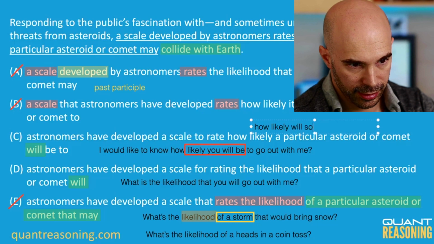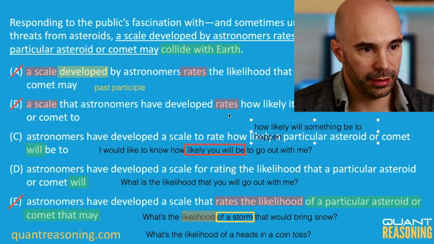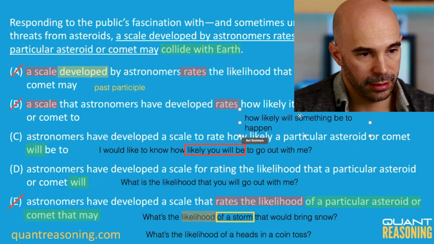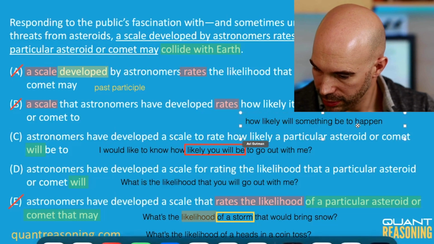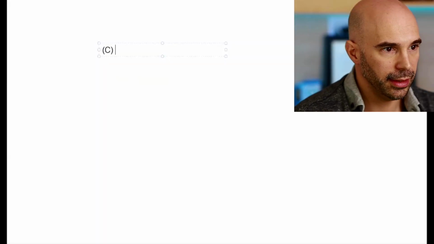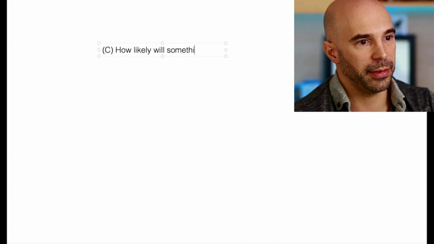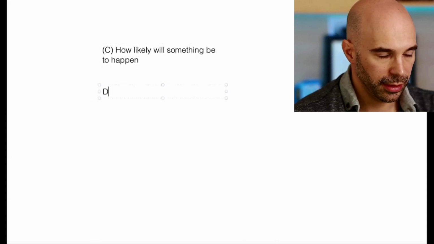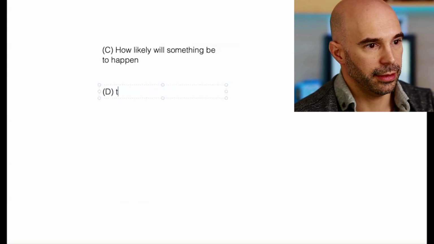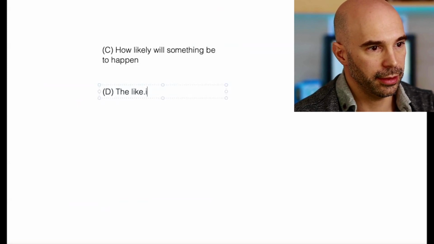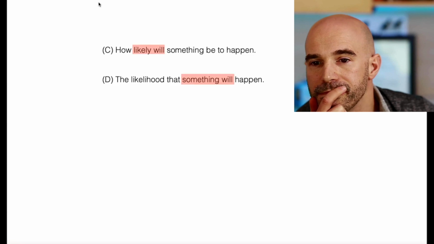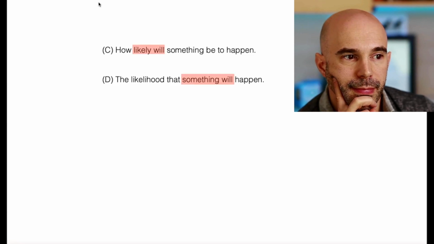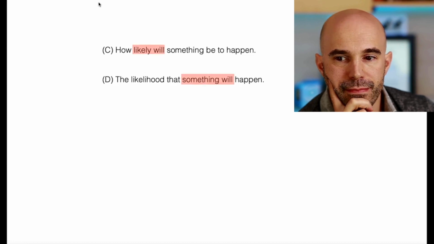I think what you actually in D, I actually think it's the will maybe referring back to collide. I think the will is being forced to work with the word collide. So C, how likely will something be to happen? D, the likelihood that something will happen. That's the difference. So I just wanted to confirm, Ame, you're saying in C, the will refers to likely, whereas in D, the will refers to something. It's modifying something. Yeah, that's the difference.